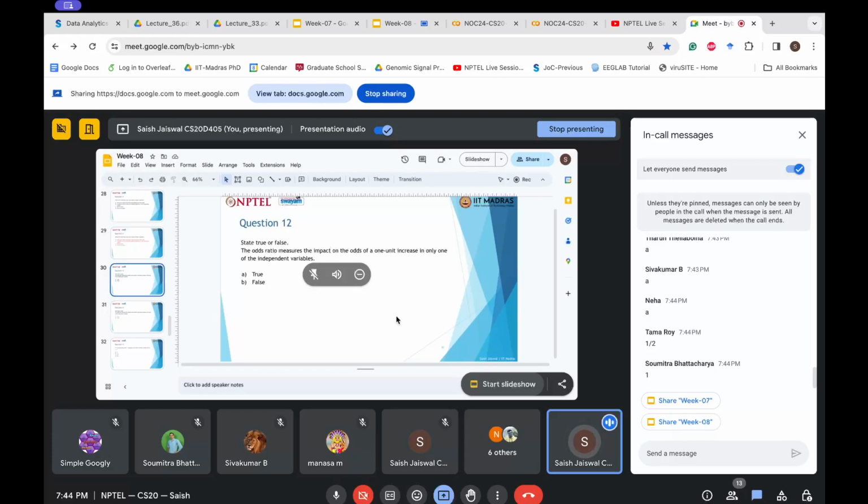Say for a certain medical test, the probability of getting diagnosed with a certain disease is 0.2. So what are the odds of getting diagnosed with that disease? The probability value is 0.2, so the answer is 0.2 by 0.8. Yeah, that's correct. It's 0.25.